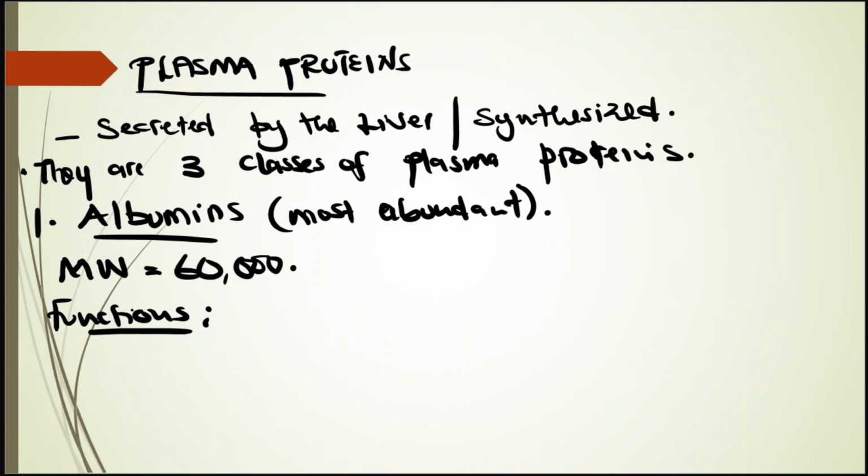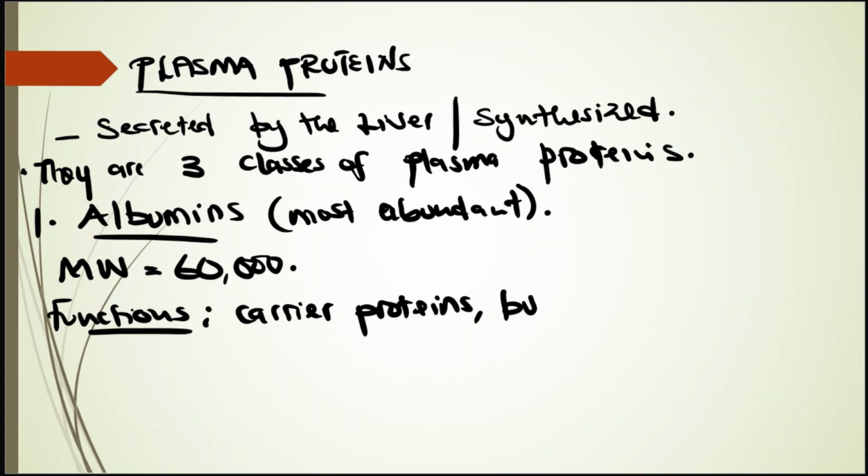Number one, it is a carrier protein. What we mean by carrier protein is that substances will bind to albumin in order to be transported in the blood. Hormones will bind to albumin to be transported in the blood. Metals, ions, electrolytes will bind to albumin to be transported in the blood. So they are carrier proteins.